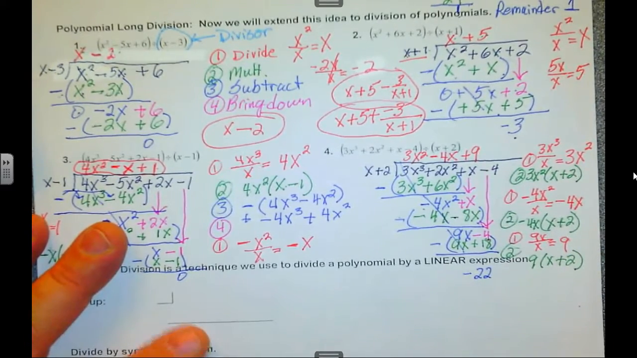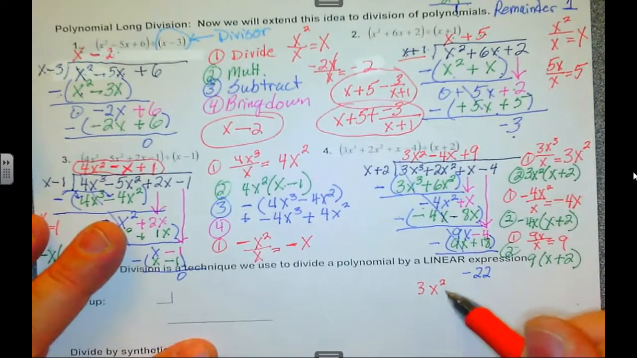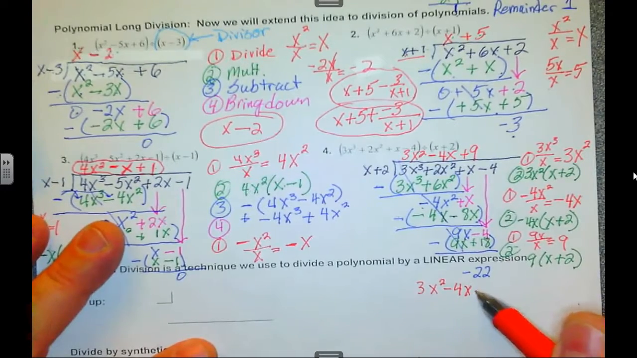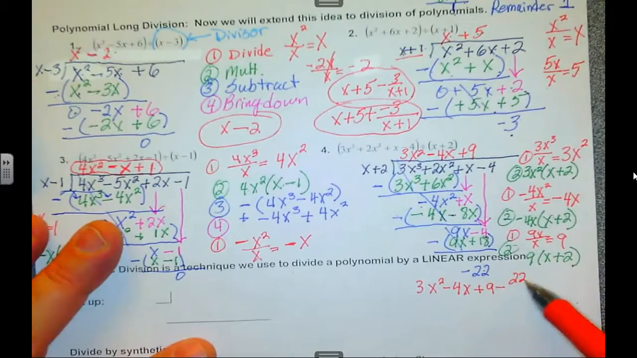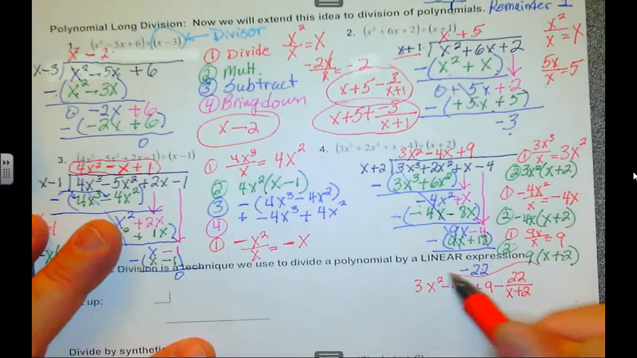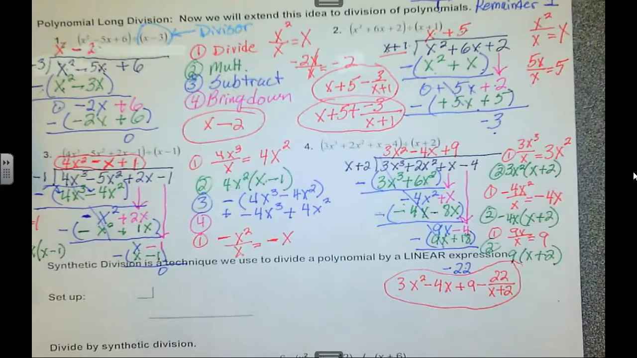Okay, so my answer, let's see, I have 3x squared minus 4x plus 9 minus 22 over x plus 2. It's not easy. This is not easy.